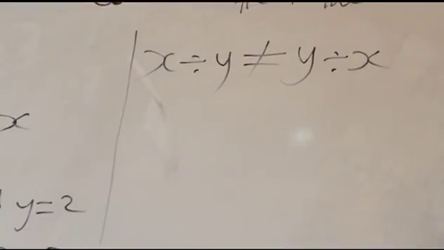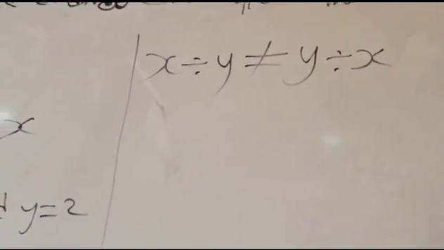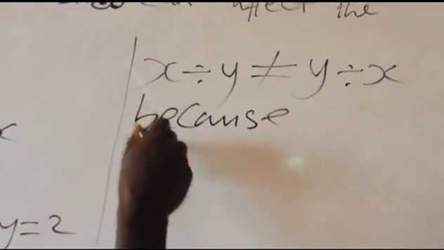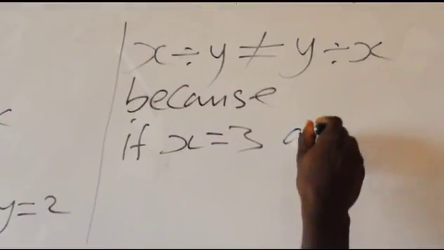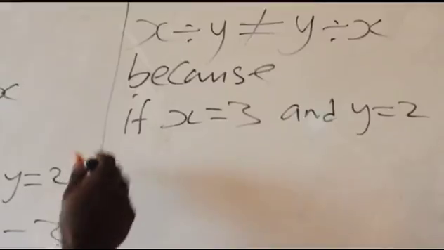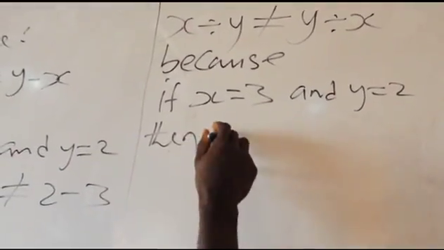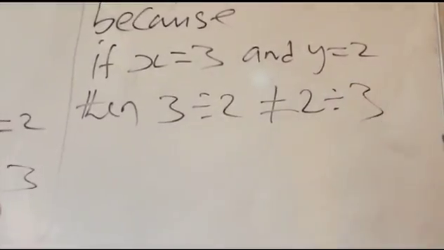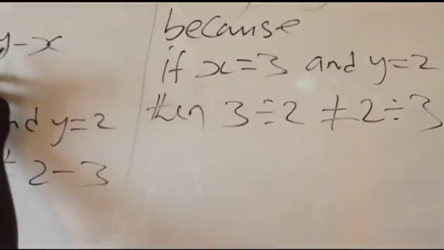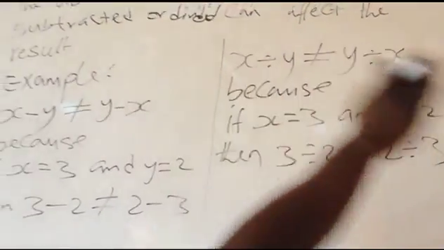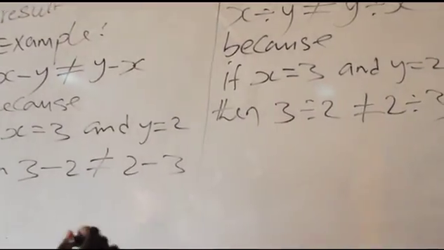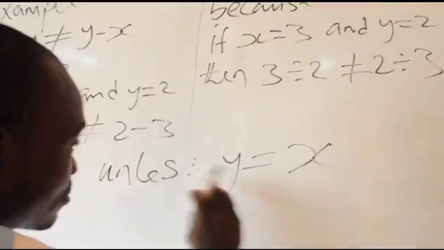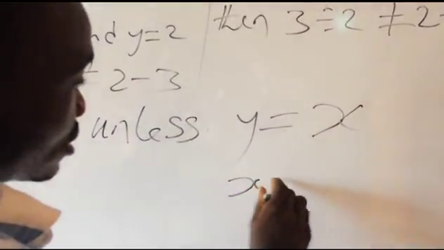Because of this, we say that the operation of division is not commutative, because if x is equal to 3 and y is equal to 2, then 3 divided by 2 is not equal to 2 divided by 3. Therefore, we say that subtraction and division are not commutative except in special cases, unless y is equal to x, or x is equal to y.